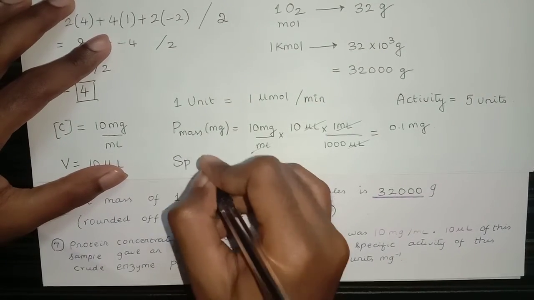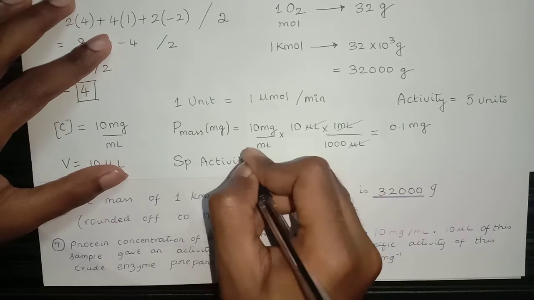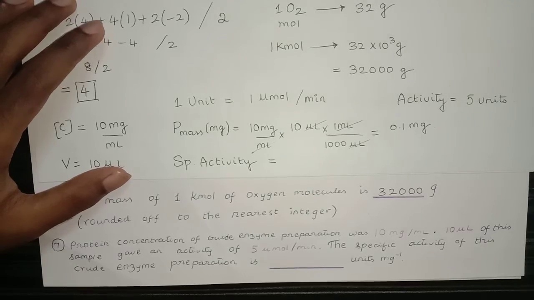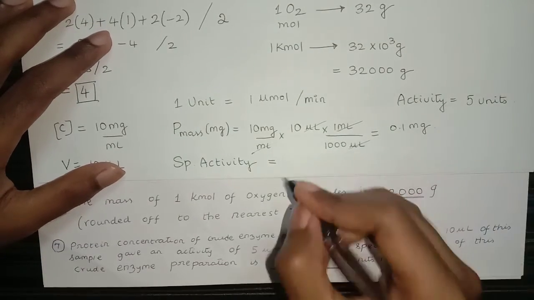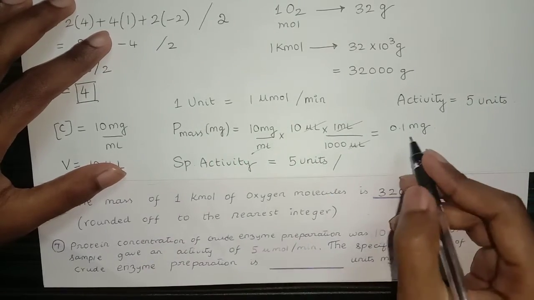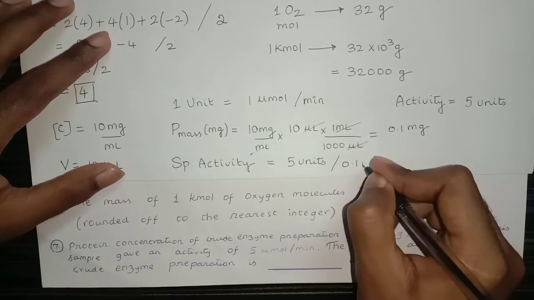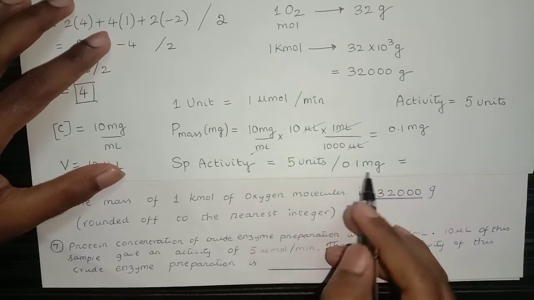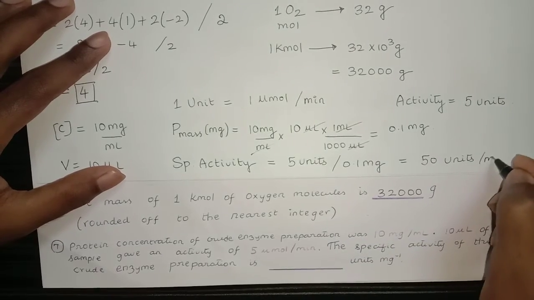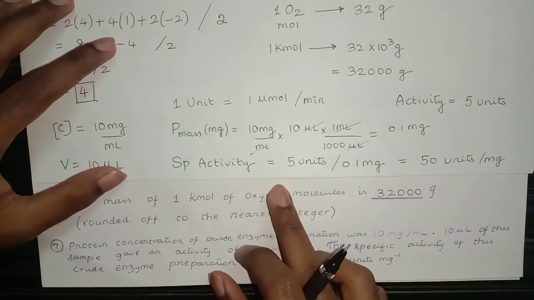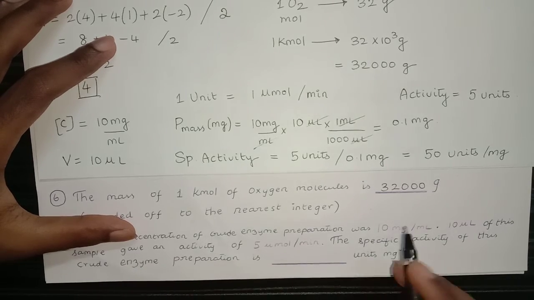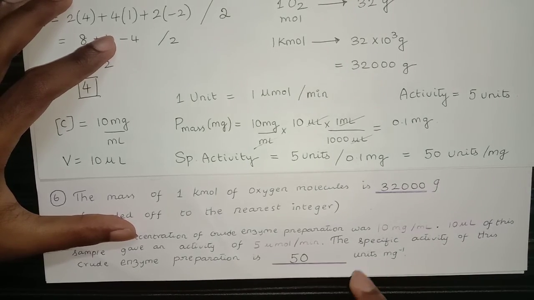Specific activity is the enzyme activity by mg of protein. So enzyme activity is say 5 units divided by the protein mass 0.1 mg. So divided by 0.1 mg of protein, which is equal to 5 by 0.1, that is 50 units per mg of protein is the specific activity of the enzyme. So the specific activity of this crude enzyme preparation is say 50 units per mg.